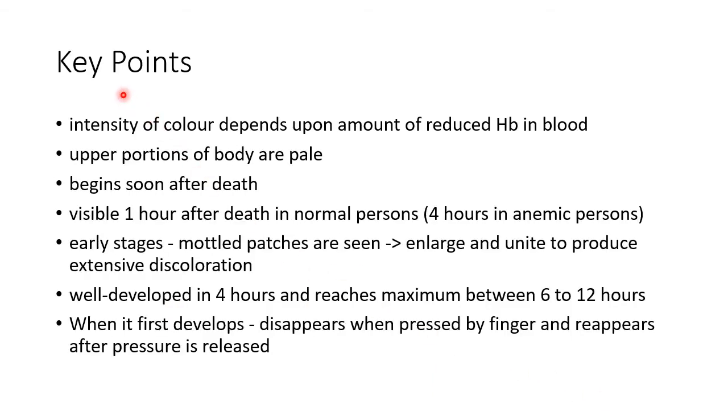Now let us see some key points regarding postmortem staining. The intensity of color of postmortem staining depends upon the amount of reduced hemoglobin in blood. Initially, the upper portions of the body are pale. It begins soon after death. Postmortem staining is visible 1 hour after death in normal persons. In case of anemic persons, it is visible 4 hours after death.